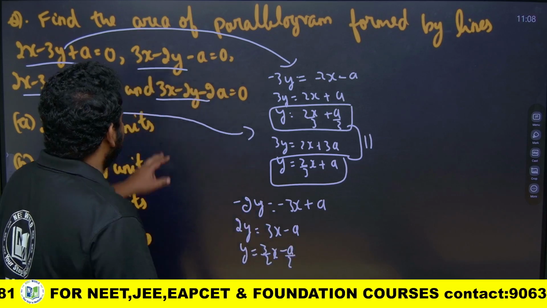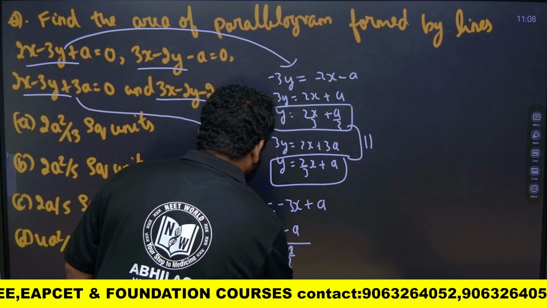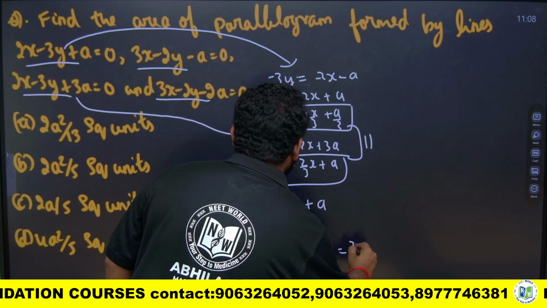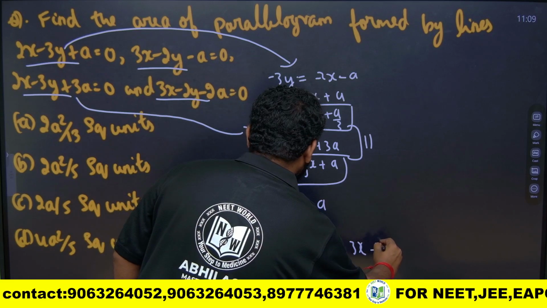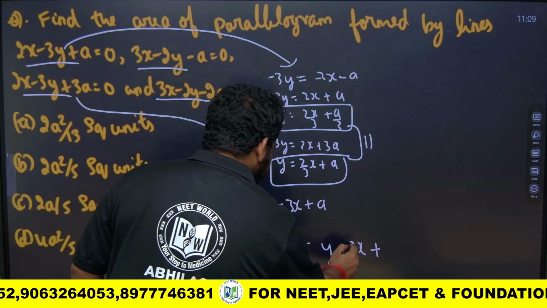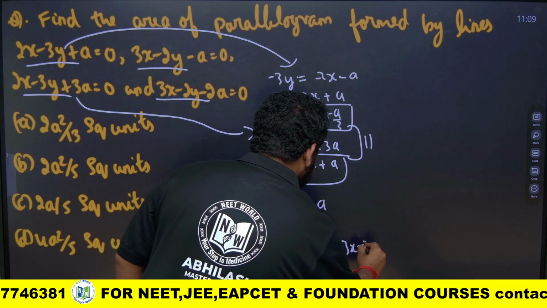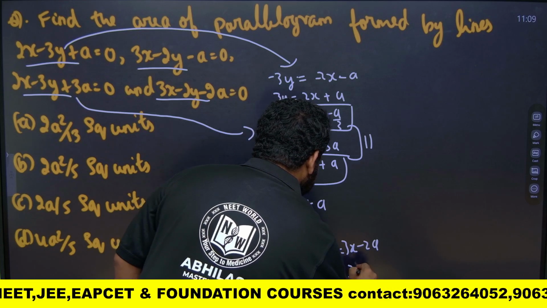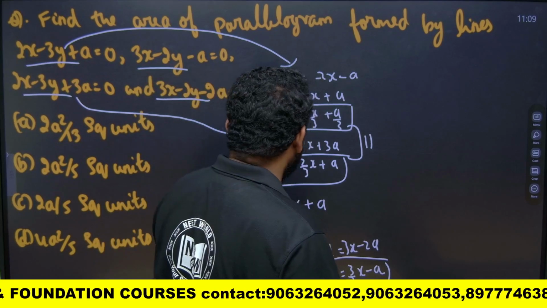This is one line. Okay, what about this line? It is the same thing. y will be equal to 3 by 2 x minus a. This is another parallel line. These two lines are parallel to each other. So we got the set of parallel lines.